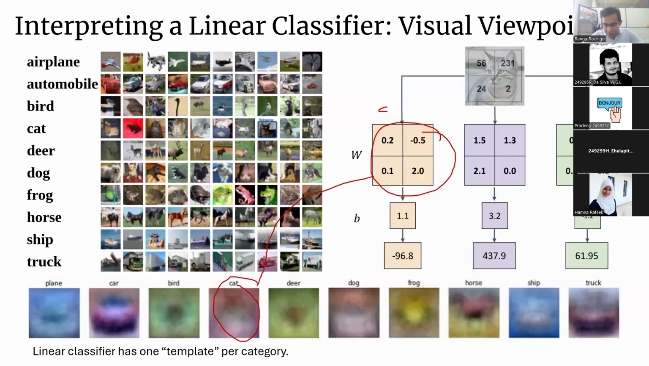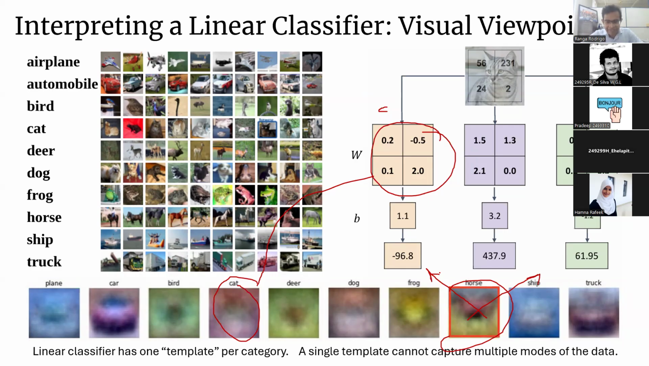One thing is, if you take the horse, for example, you will see a horse that is looking this way and a horse that is looking that way. What's the reason for that? Because in the data set, we had horses looking left and looking right, because horses are usually photographed like that. So these linear classifiers can have one template per category. A single template cannot capture multiple modes of the data.